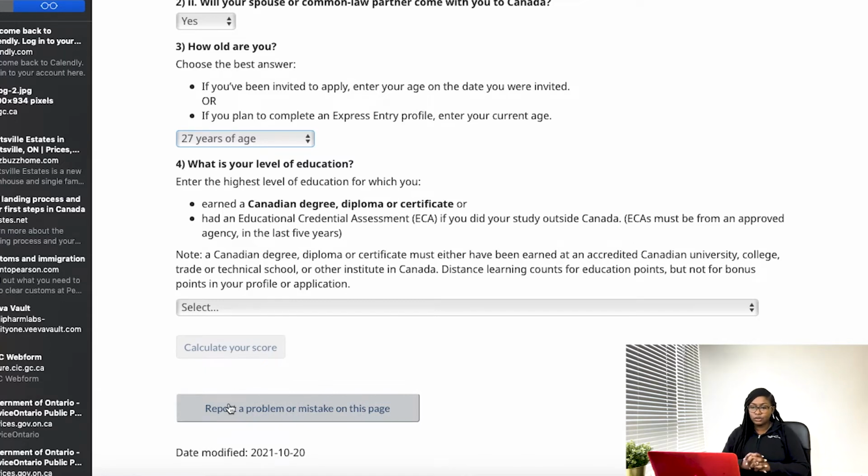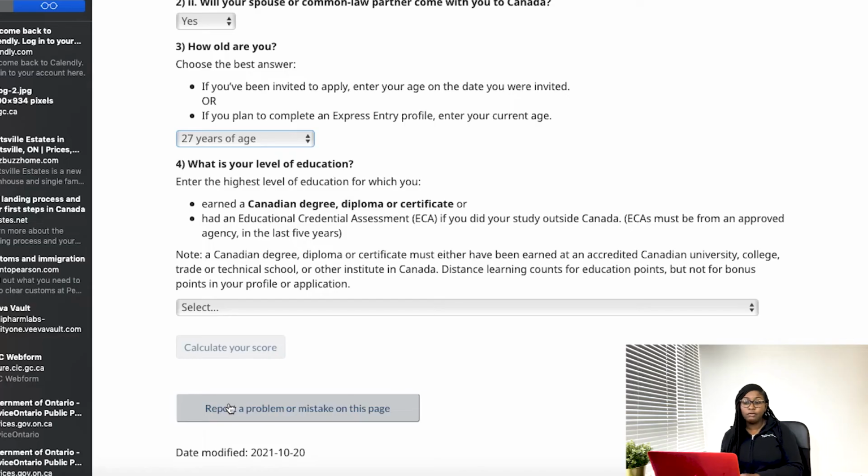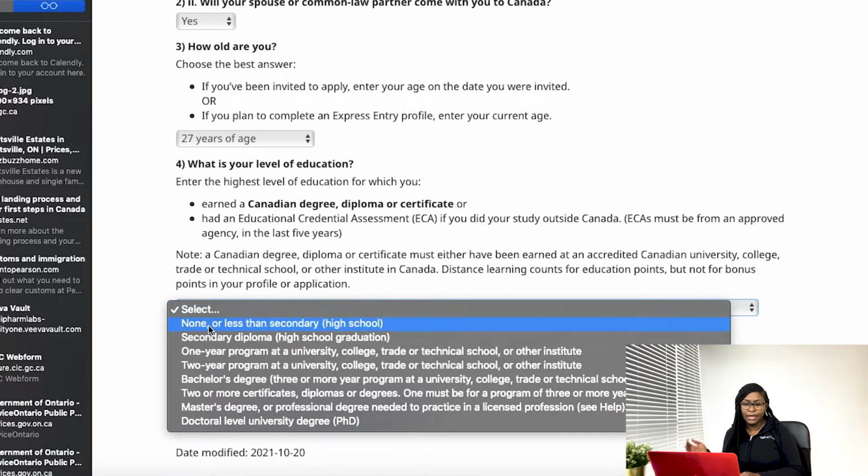Level of education: enter your highest level of education for which you earned a Canadian degree, diploma, or certificate, or for which you had an Educational Credential Assessment. The ECA is what WES does. WES is an assessment body that assesses your degree, and they'll come back to say no, it's not equivalent to a Canadian degree, or they come back to say yes, it's equivalent to a four-year Canadian degree. So if you've completed your assessment and you know the answer is yes, then you go ahead and say, okay, I have a bachelor's.